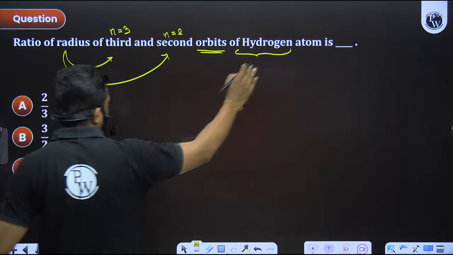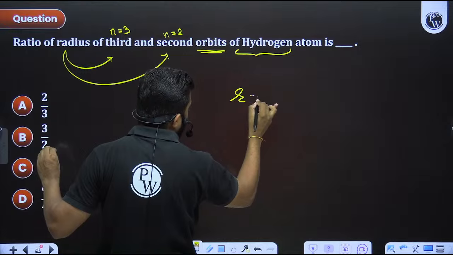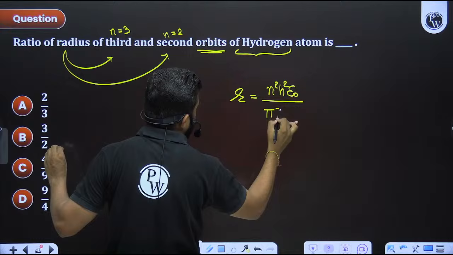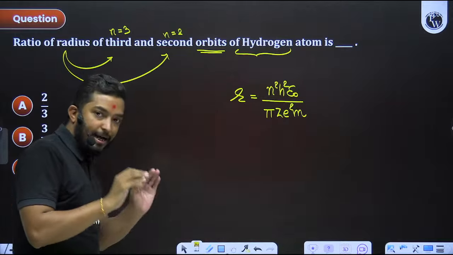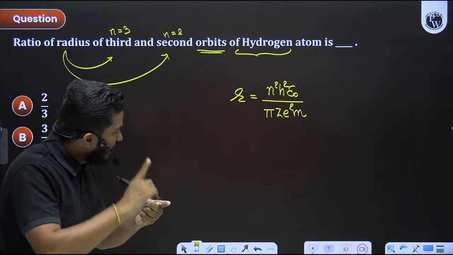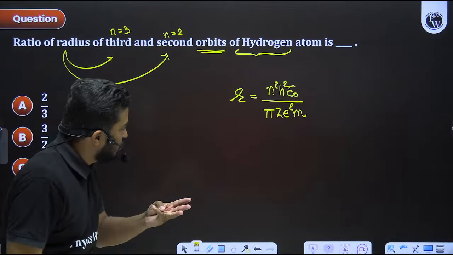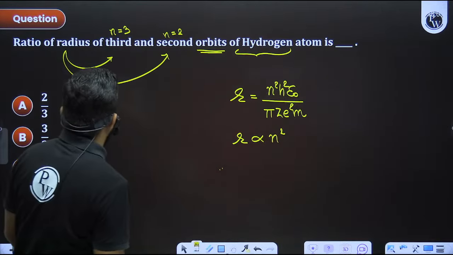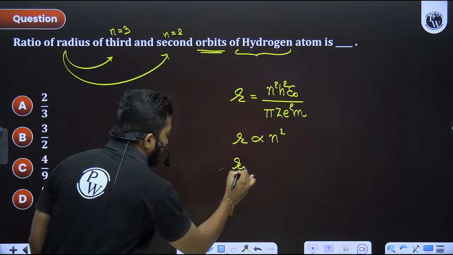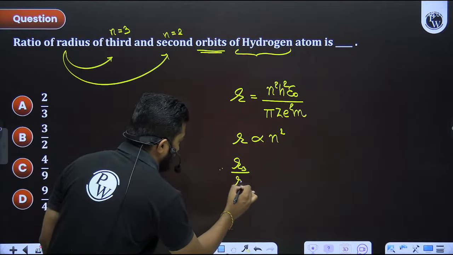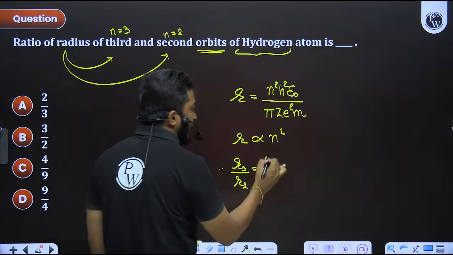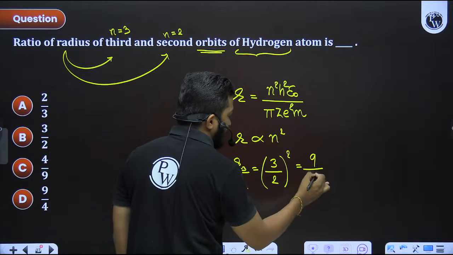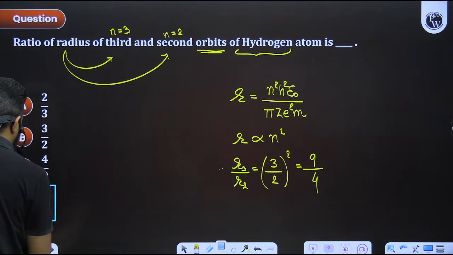For the atoms, I can say the equation of r is n square h square epsilon naught divided by pi Z e square m. If Z is the same, the value of e is the same, the value of mass is the same, the value of h, the value of epsilon naught, all are the same, and I can say r is directly proportional to n square. So r for the third orbit over r for the second orbit is the value of 3 and the value of 2 squared. 3 square becomes 9, 2 square becomes 4. So 9 by 4 is the perfect answer. Option D is the perfect.